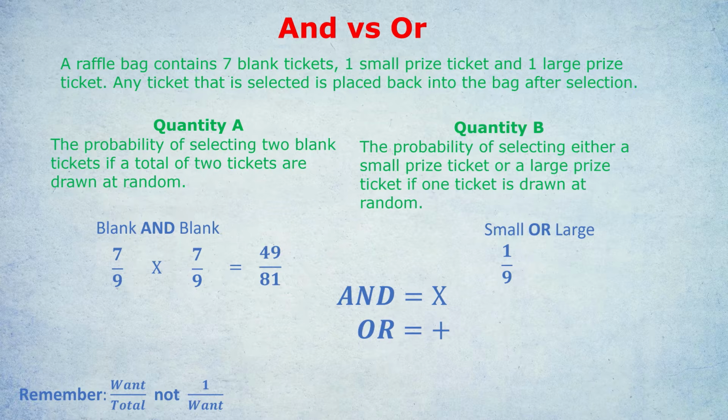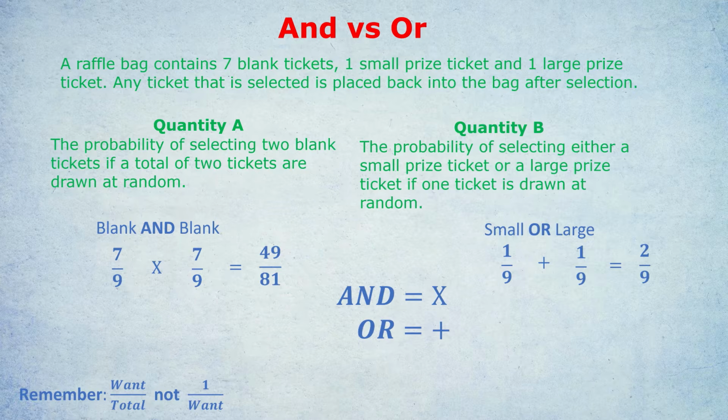So it's 1 over 9. Same thing with large, 1 over 9. This time it's an or, so we add, giving us 2 over 9. Now hopefully you don't need a calculator to tell that quantity A is more than half.